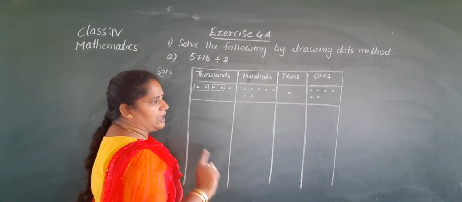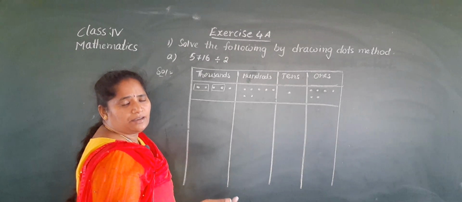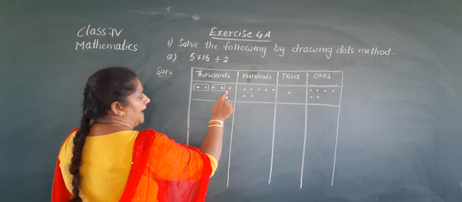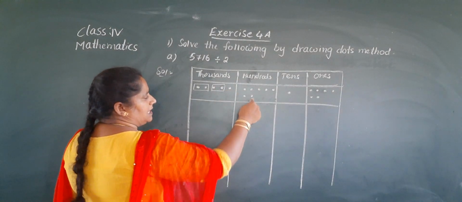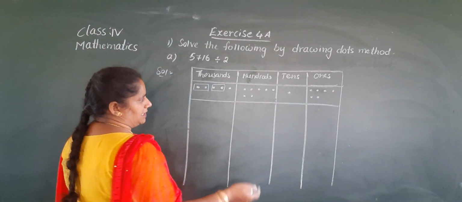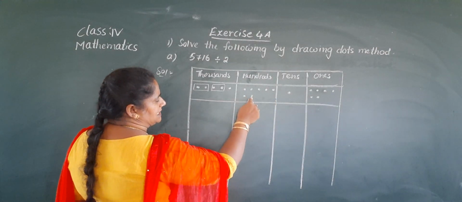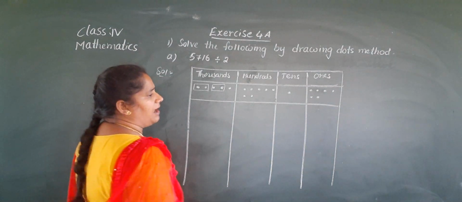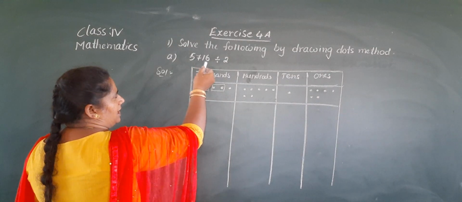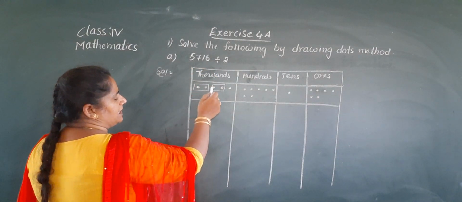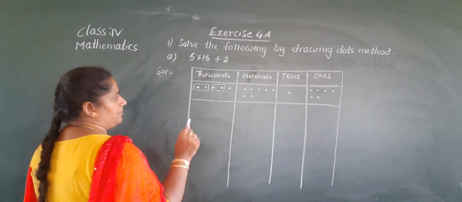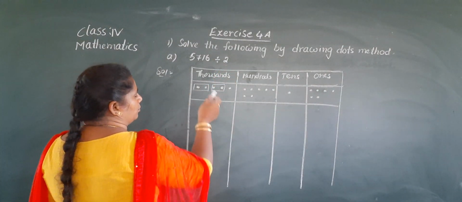And you know that 1000 equals 10 hundreds. How many hundreds? 10 hundreds. That means if you carry this 1000 to hundreds, then we will keep 10 dots. Here already 7 dots are there. Now you have to draw 10 dots. Don't get confused, children. First you arrange the digits by using the dots in their places. Now the divisor is 2, so make the groups of 2.